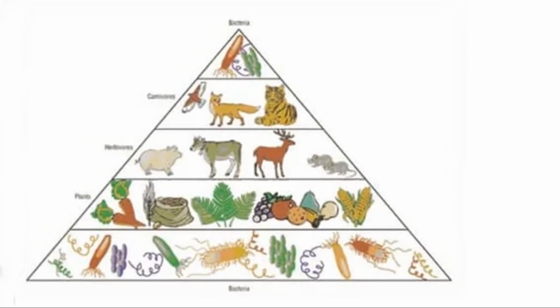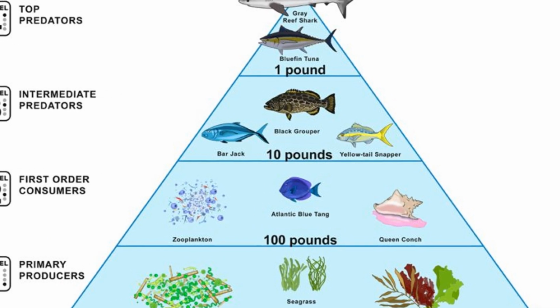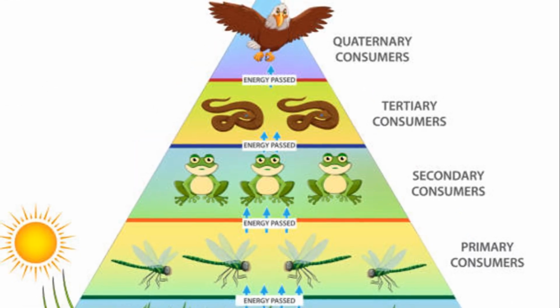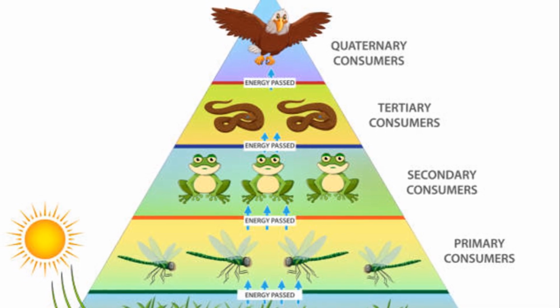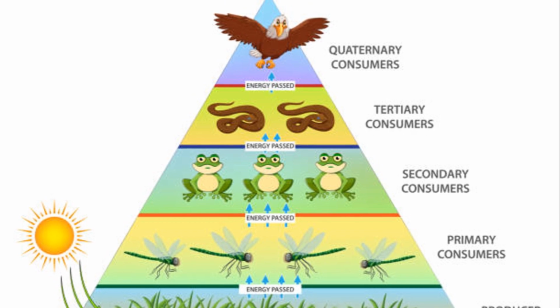The pyramid of numbers shows the count of organisms in each trophic level. The pyramid of biomass represents the total mass of organisms at each level. Lastly, the pyramid of energy displays the amount of energy at each trophic level, which decreases as one ascends the pyramid. This decrease is explained by the 10% rule.